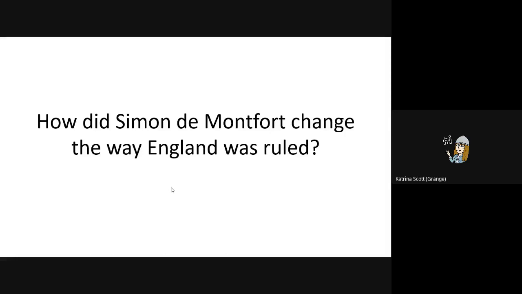Today we're going to be looking at the question of how did Simon de Montfort change the way England was ruled? Now our story starts off with King John I, a typical medieval king who began his reign in 1199 after the death of his older brother Richard.